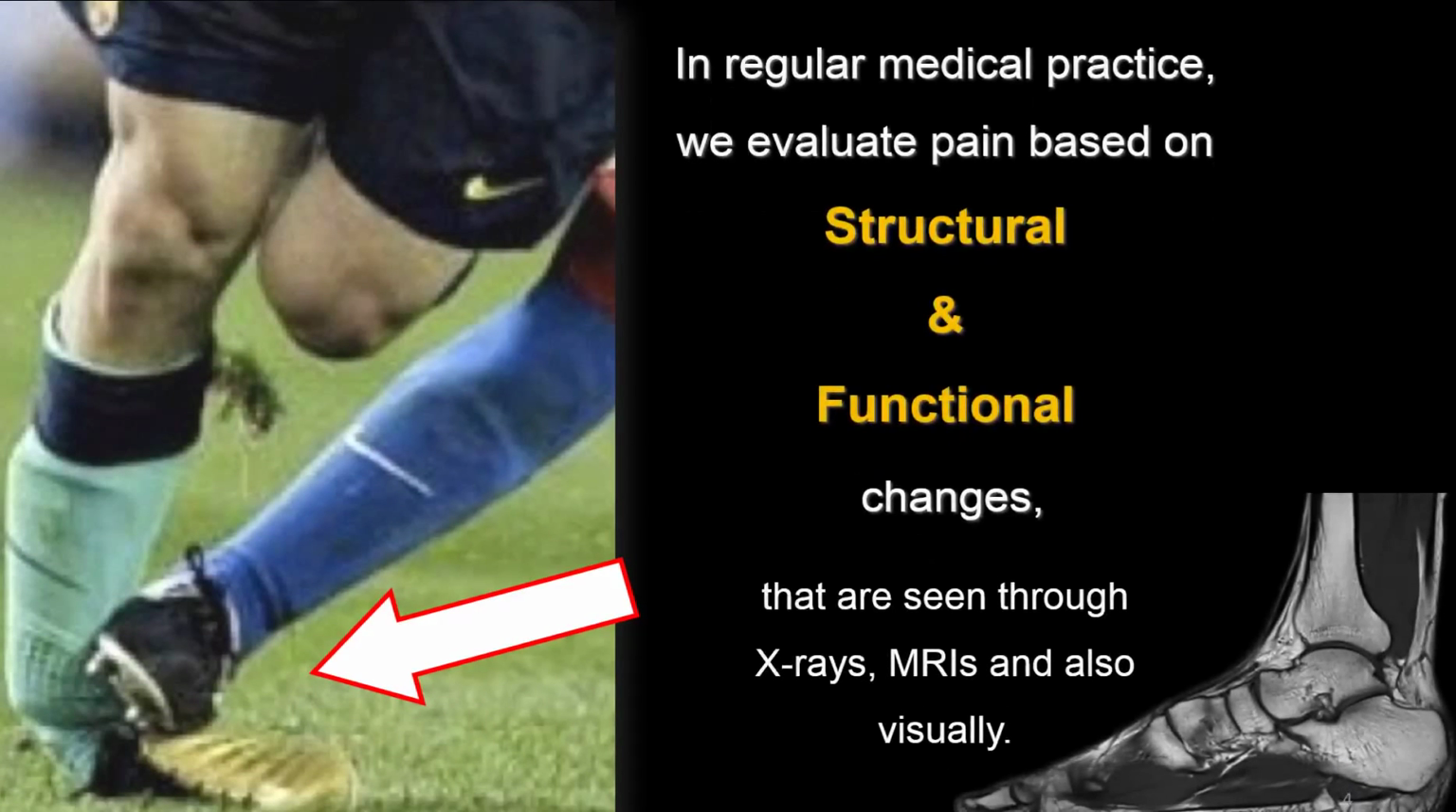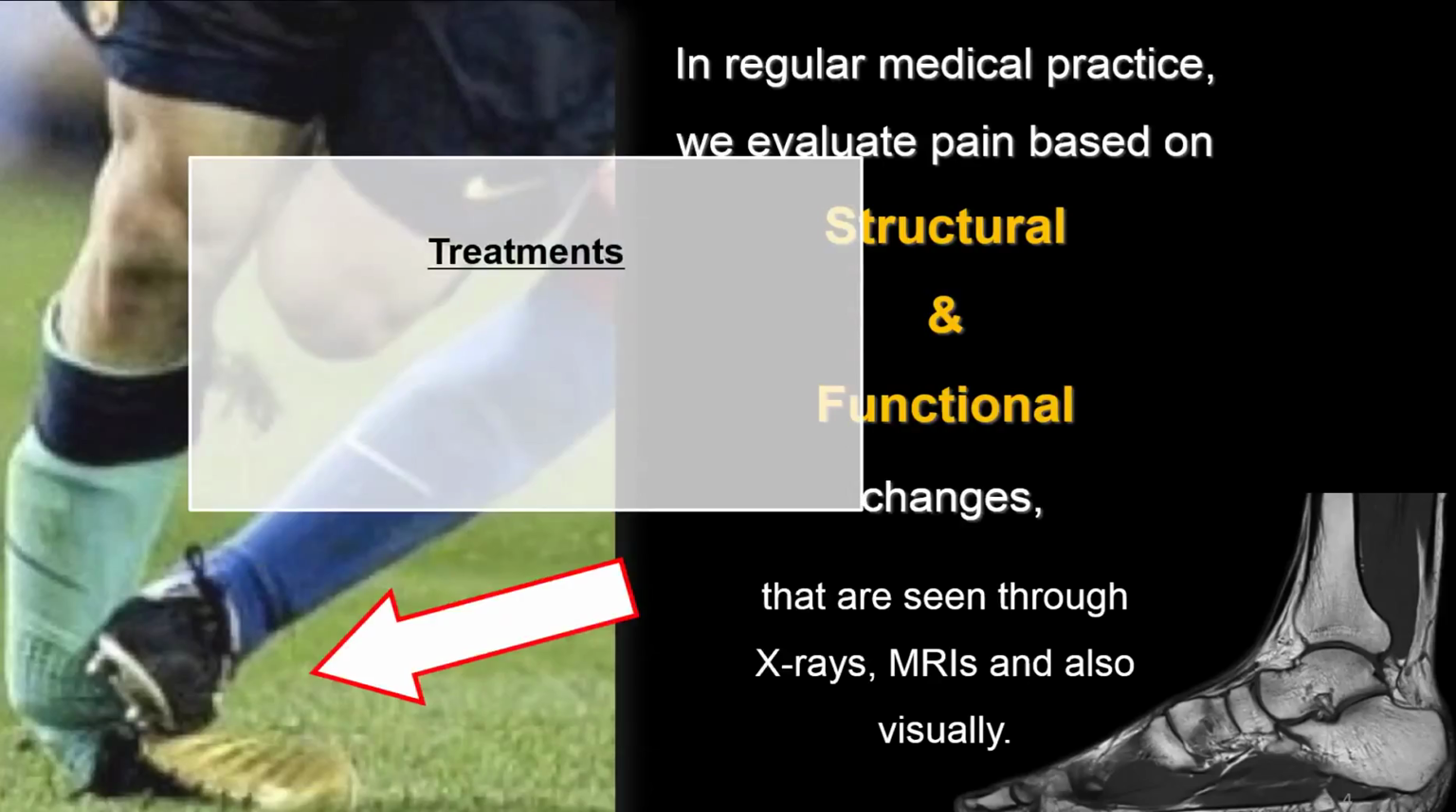Okay, now we go into some details. Look at this injury. It's a football injury. In regular medical practice, we would evaluate this condition based on structural and functional changes that are seen through X-rays, MRIs, and also visually. So we look at the injury, see how much mobility is restricted, and then we do X-rays and MRIs to see what structural problems are inside, and based on the findings we decide on the treatment and medication, etc.